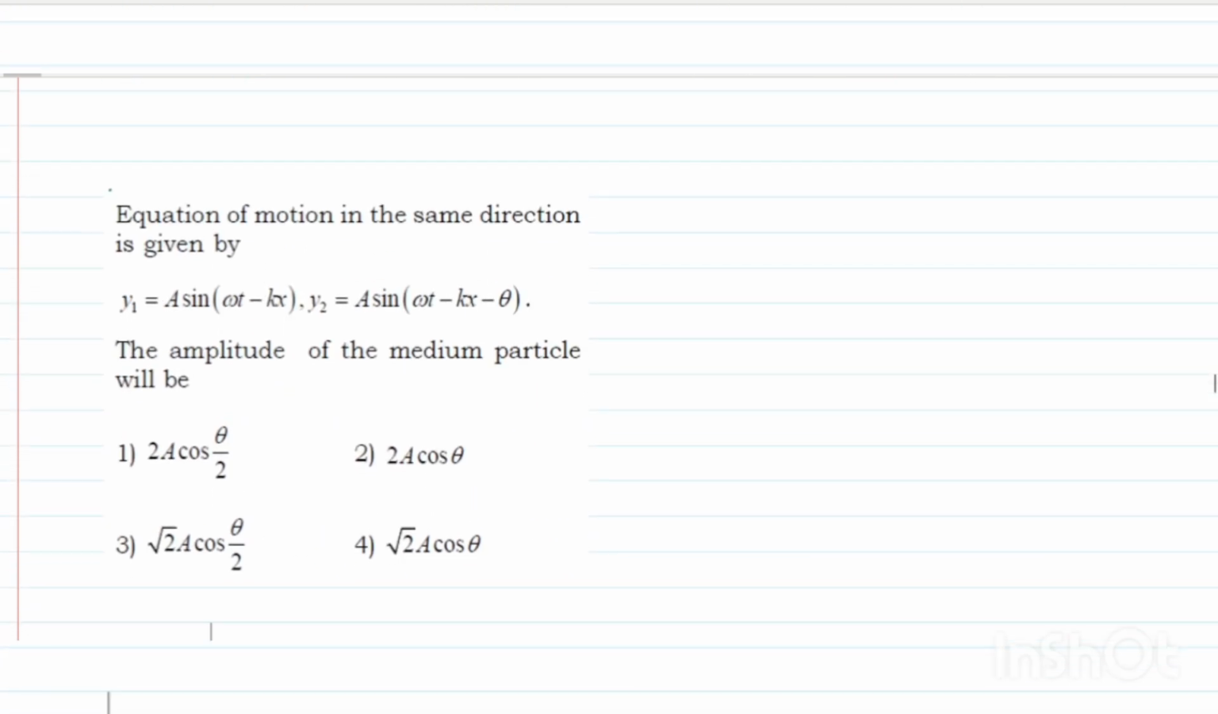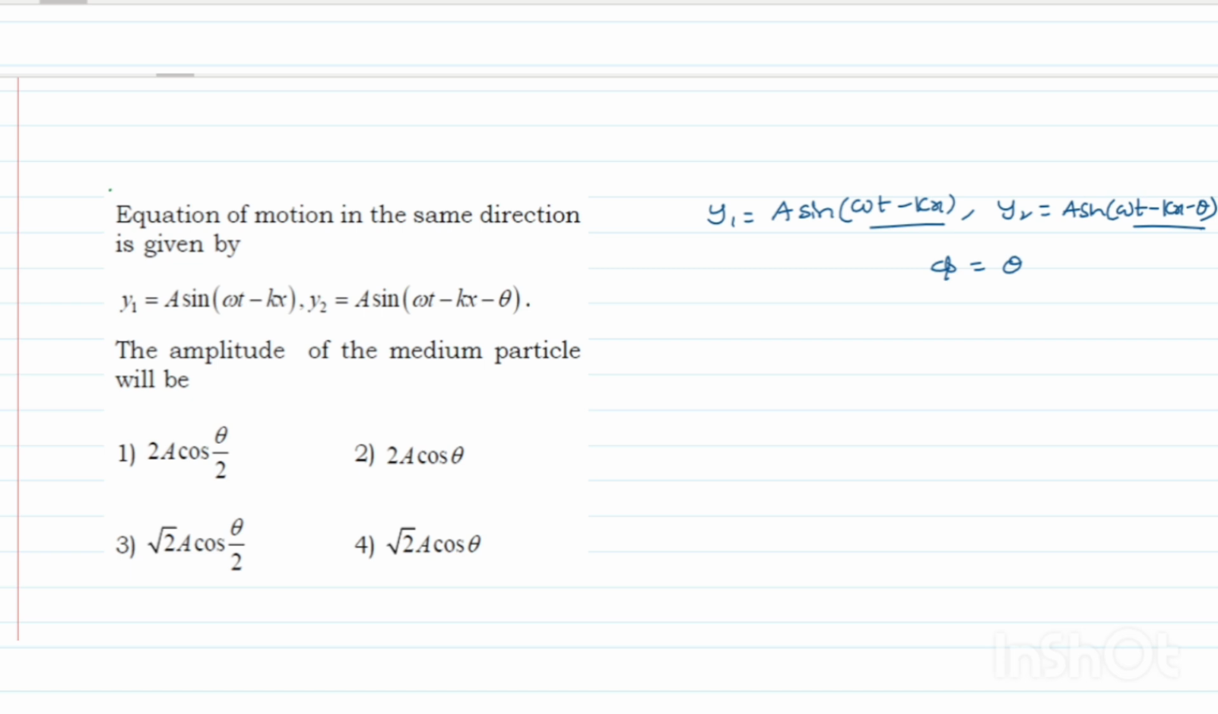Let us take the next question, students. Equations of motion in the same direction are given: y1 is given as a into sine (omega t minus kx), and y2 is given as a sine (omega t minus kx minus theta). So the phase difference between this one and this one will be theta. So phi is equal to theta.